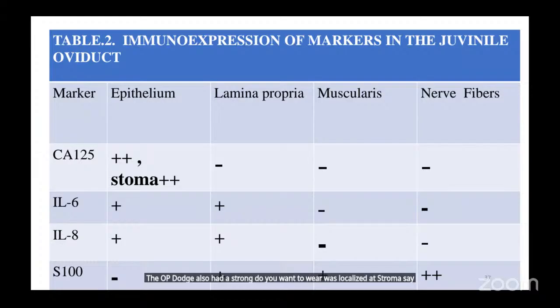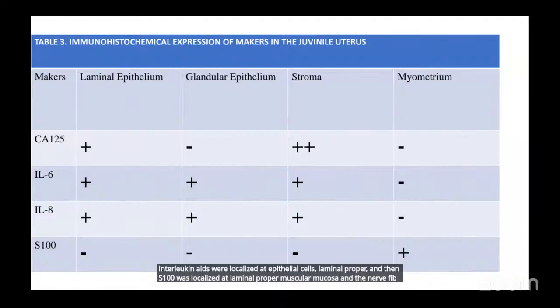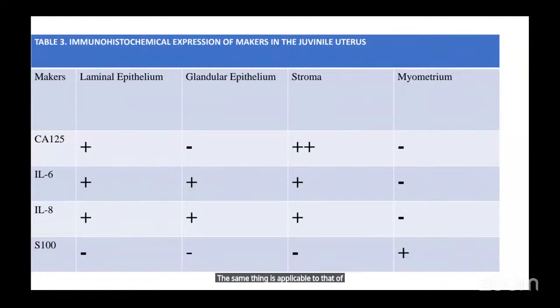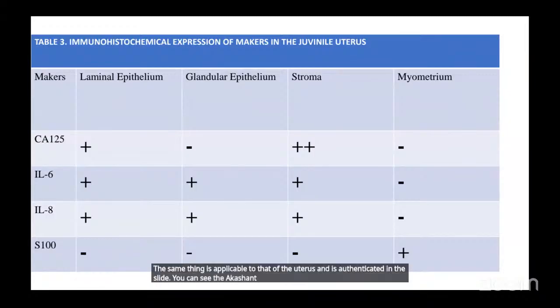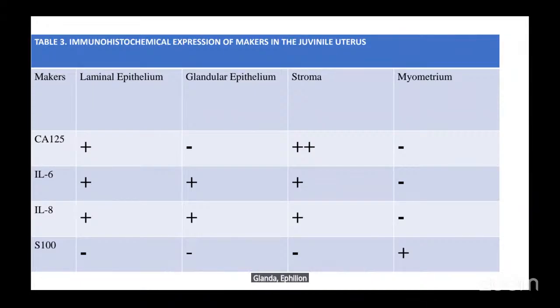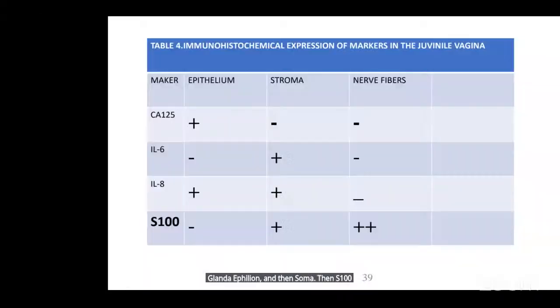Interleukin 6 was at epithelial cells and the lamina propria of the uterine tube. Interleukin 8 was localized at epithelial cells and lamina propria, and S100 was localized at lamina propria, muscularis mucosa, and the nerve fibers. The same thing is applicable to that of the uterus, and it's as indicated in the slide. You can see the CA 125 was localized at luminal epithelium and the stromal cells. Interleukin 8 was at luminal epithelium, glandular epithelium, and then stroma. Then S100 was only localized at the myometrium.